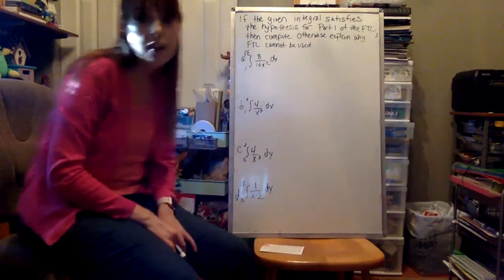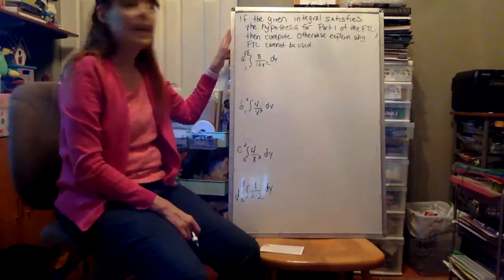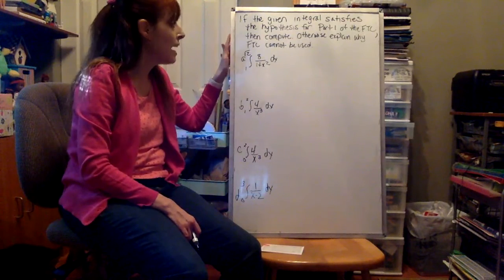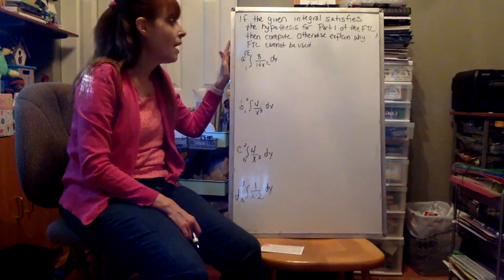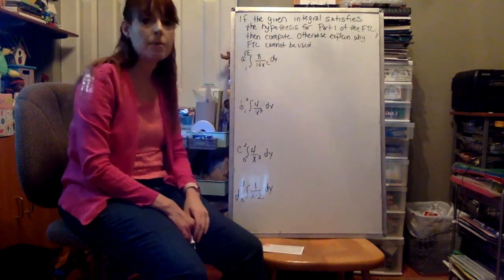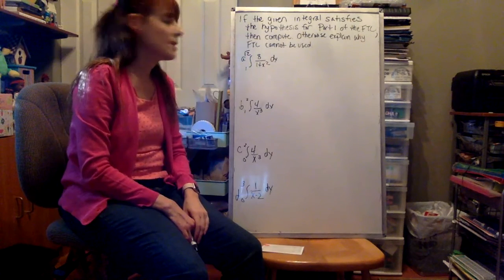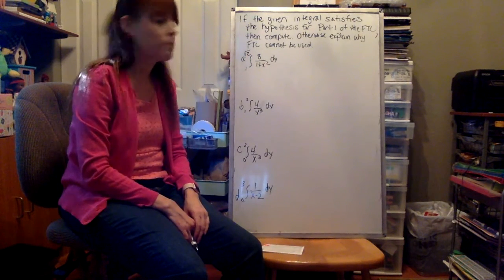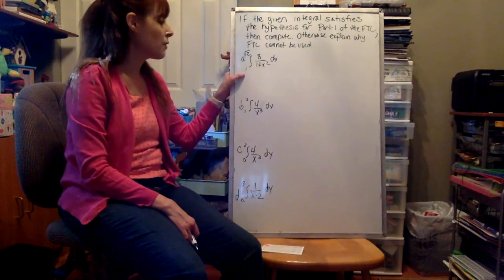All right, so here are our continuity problems. If the given integral satisfies the hypothesis of part 1 of the FTC, then compute. Otherwise, explain why FTC cannot be used. So let's look at the first one.